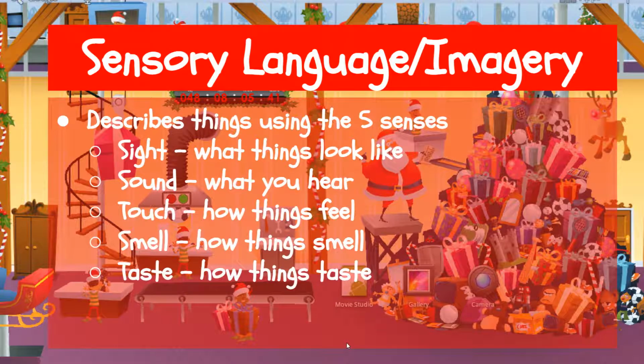So first we're going to look a little more in depth at sensory language. It describes things using the 5 senses. Sight, so what things look like. Sound, what you hear. Touch, how things feel. Smell, how things smell. And taste, how things are tasting when you eat them. So you might be thinking that you could definitely use a metaphor or a simile as sensory language, and that is true. So sensory language can totally overlap with other things. You could absolutely use an onomatopoeia to describe the sound of something, and that would be both sensory language and onomatopoeia.